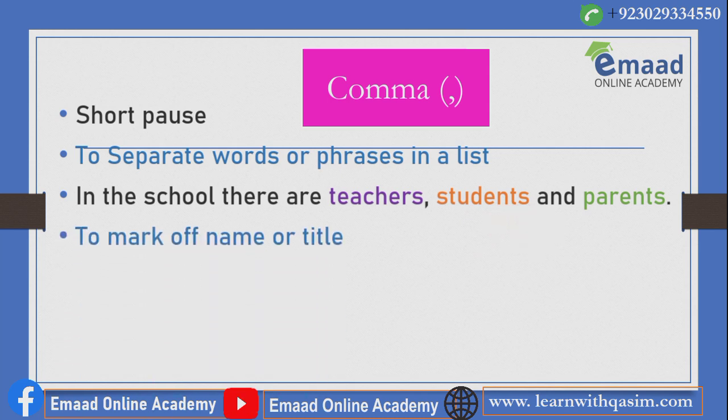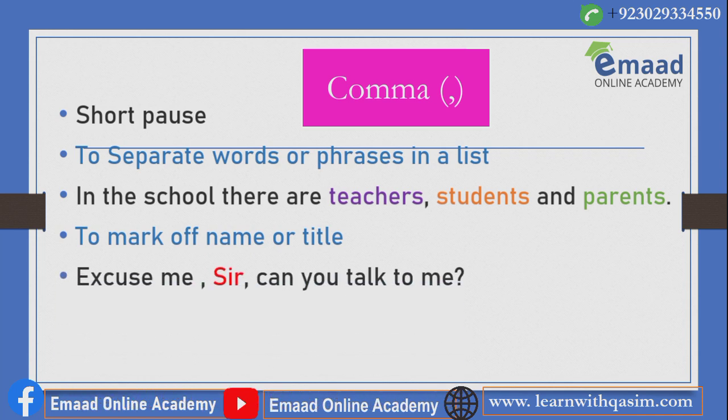Now the second thing is to mark off a name or title. To mark off the name or title of a person being spoken to, for example, we say, "Excuse me, sir, can you talk to me?" So here we have used sir as a title, so we are using a comma to mark off this title.